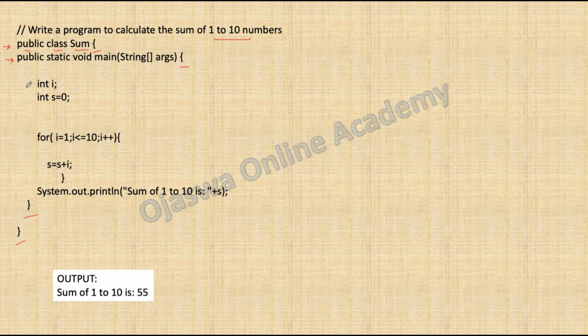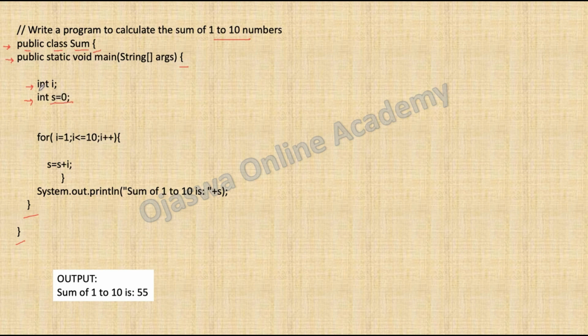The first statement is int i. Second statement is int s equal to 0. We need two variables i and s. i is used for iterating the loop and s is used for storing the result. You can declare both the variables on the same line also.